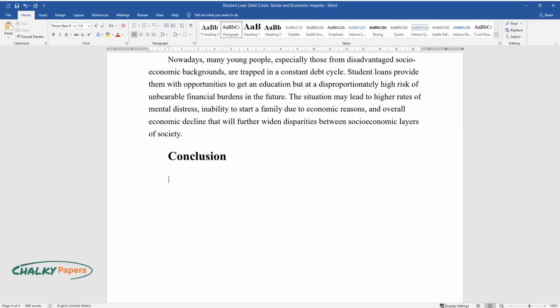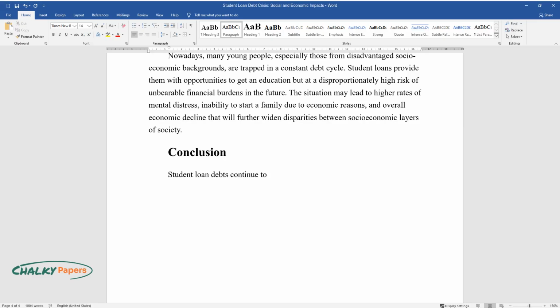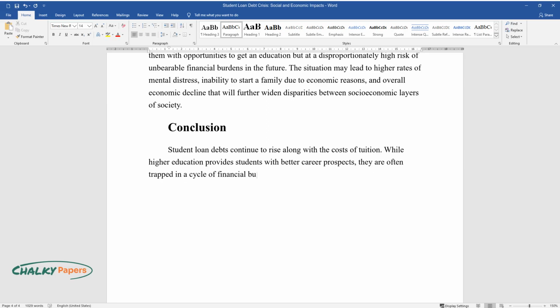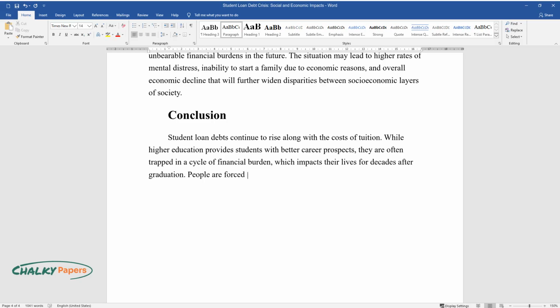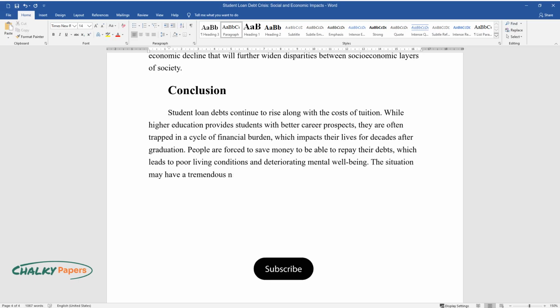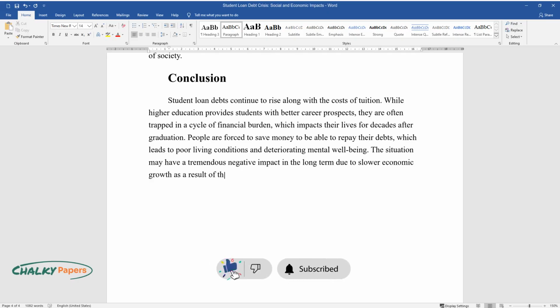Conclusion. Student loan debts continue to rise along with the costs of tuition. While higher education provides students with better career prospects, they are often trapped in a cycle of financial burden, which impacts their lives for decades after graduation. People are forced to save money to be able to repay their debts, which leads to poor living conditions and deteriorating mental well-being. The situation may have a tremendous negative impact in the long term due to slower economic growth as a result of the rising financial burden that young people experience.